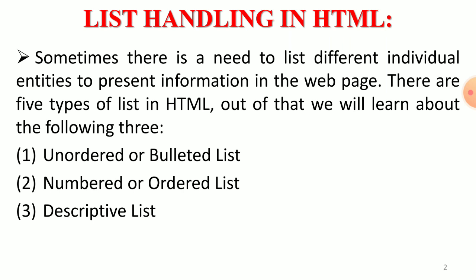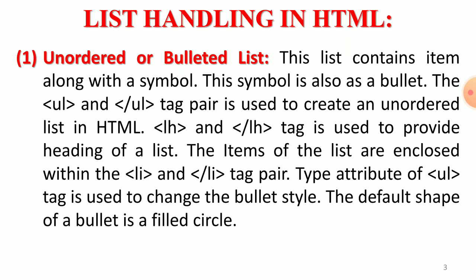So I will explain one by one. First, unordered or bullet list. This list contains items along with a symbol. This symbol is also called a bullet. The UL and /UL tag pair is used to create an unordered list in HTML. UL means unordered list: U means unordered, and L means list.